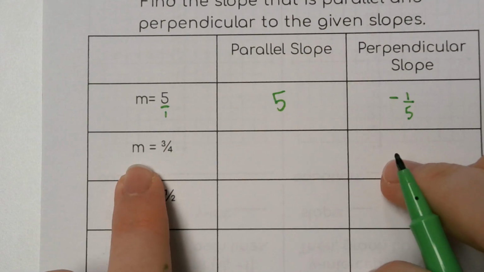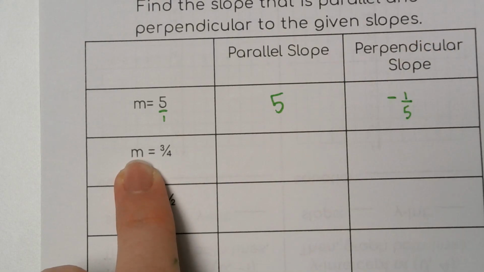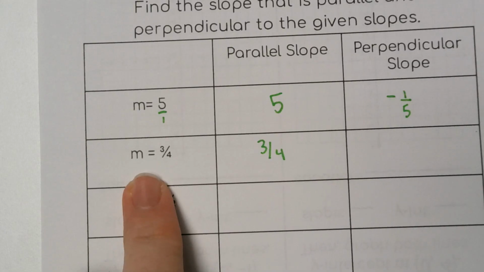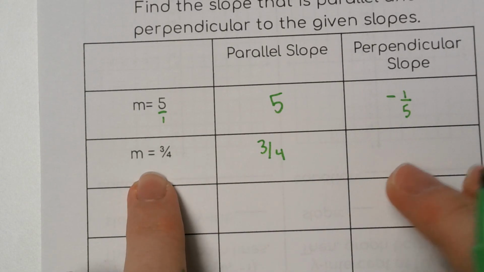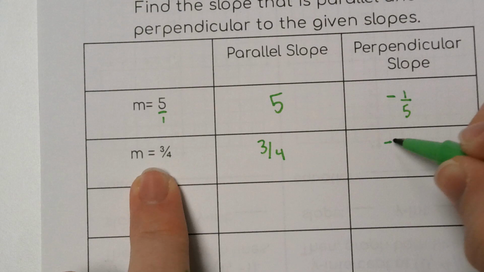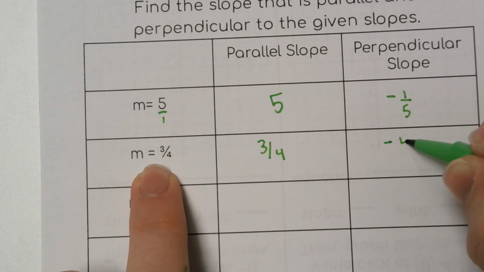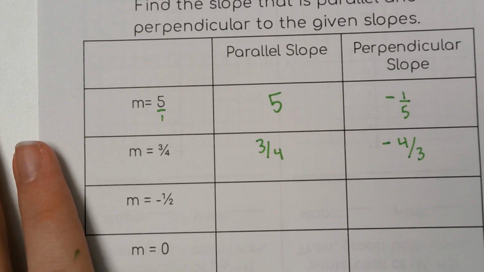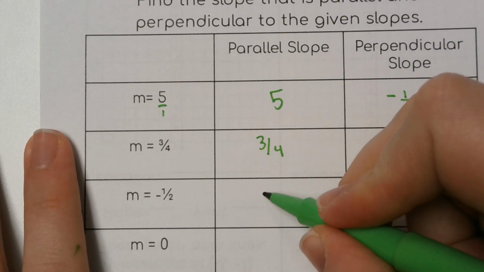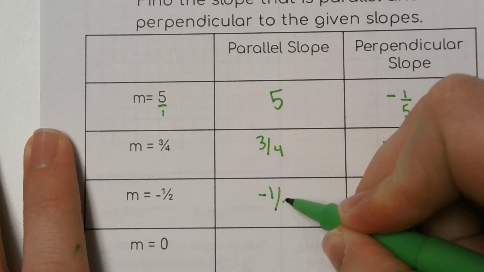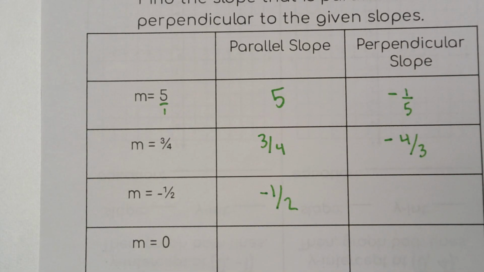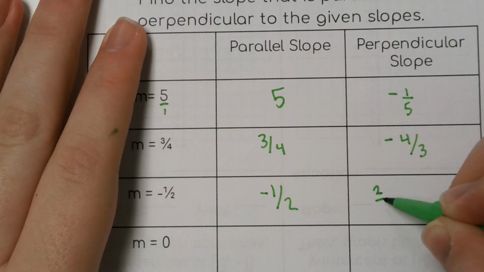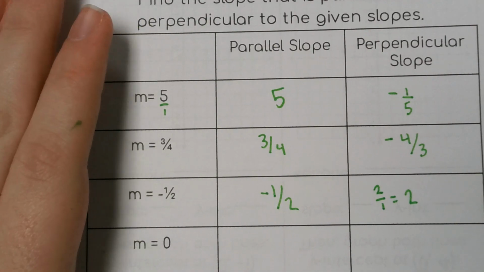Okay, same thing here. Our parallel slope for 3 over 4 would be 3 over 4. Our perpendicular slope to m equals 3 over 4 would be negative because it's positive here, then flip it to 4 over 3. When our slope is negative 1/2, the parallel slope would still be negative 1/2. And then we would flip it and make it positive this time. So it'd be positive 2 over 1, which is really just 2.